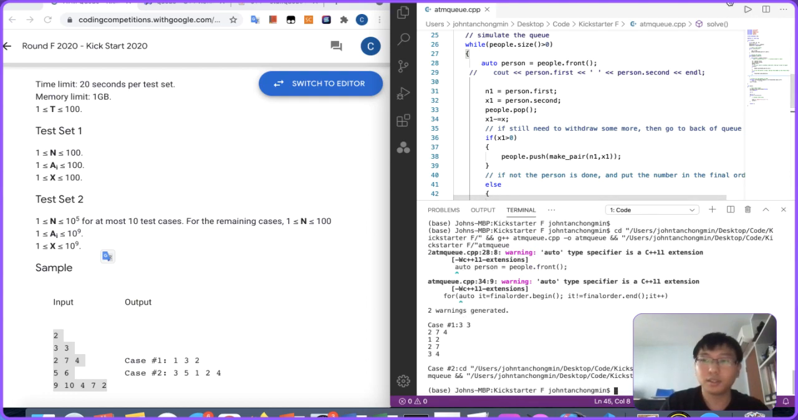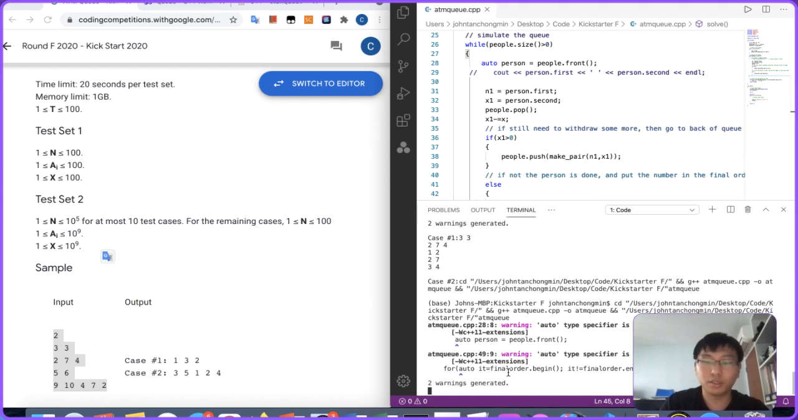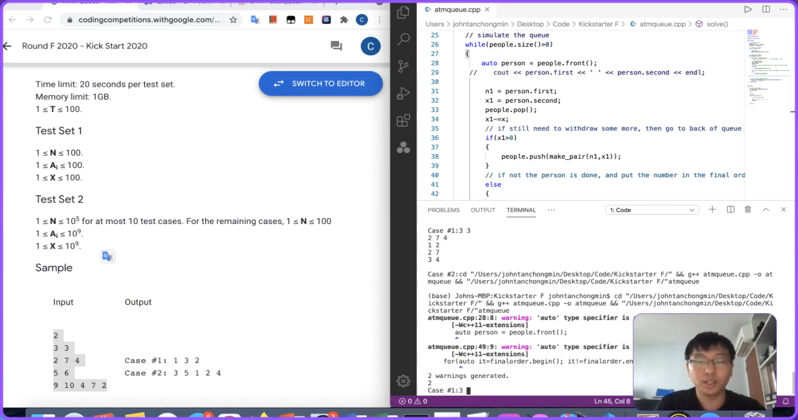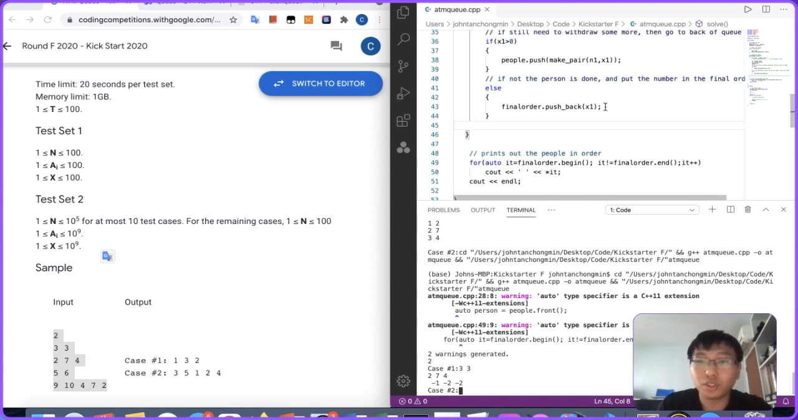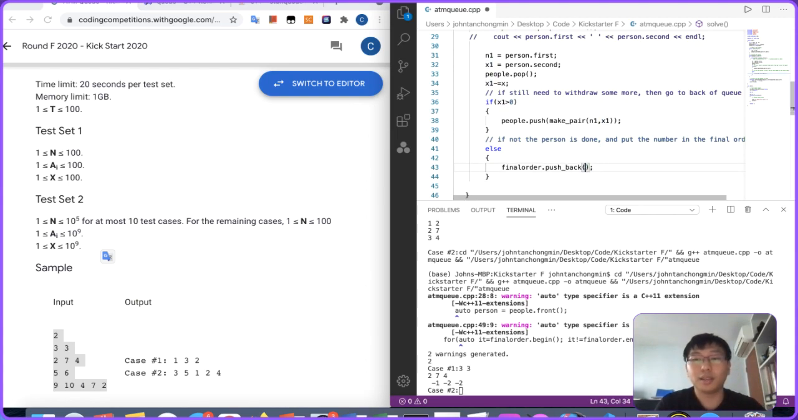Run my code. This auto doesn't matter because auto is still working. My C++ is not a very recent version, but the auto method still works, so it's fine. So 2 3 3 2 7 4. I'm supposed to get 1 3 2. Over here I get 1 minus 2 minus 2, which is because I put x2; I should push back n1 instead.